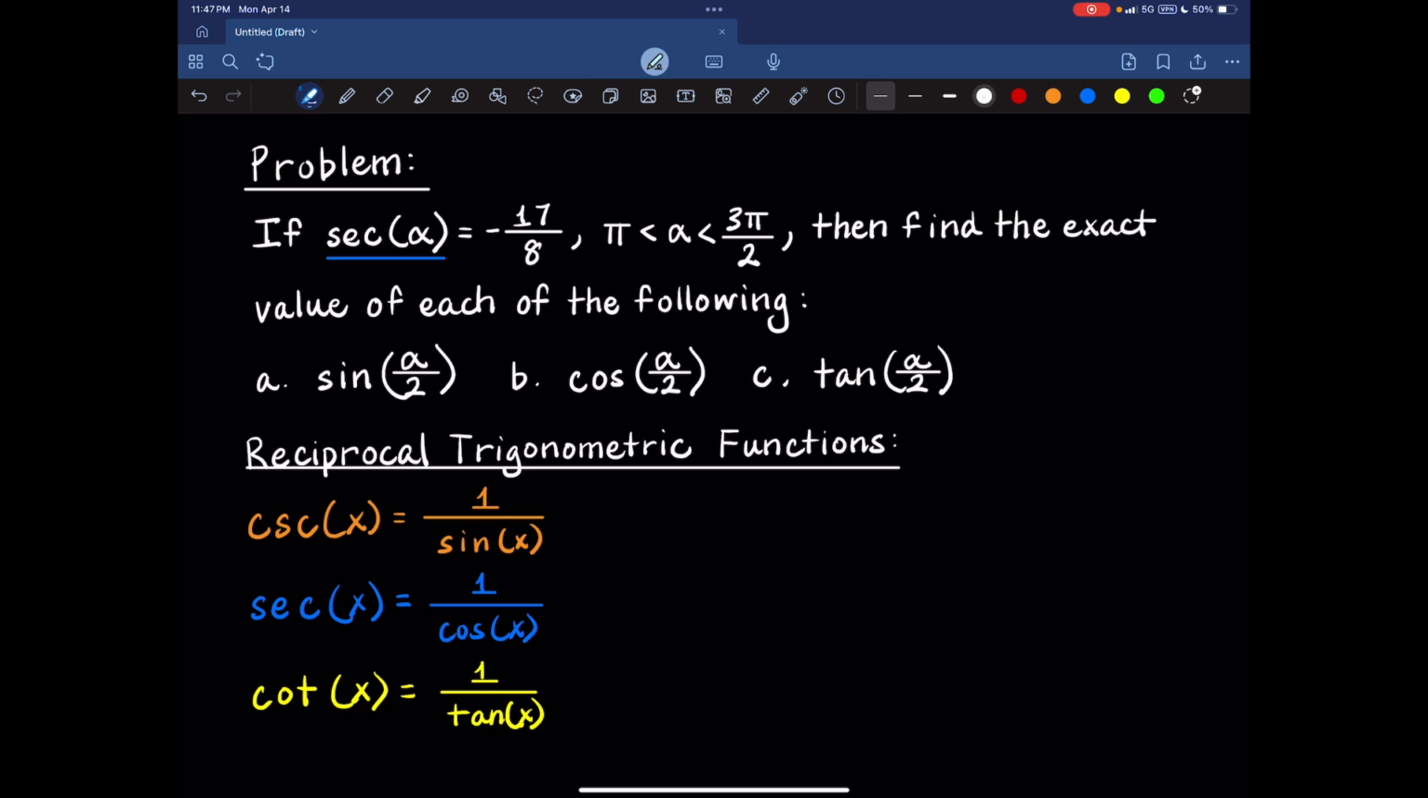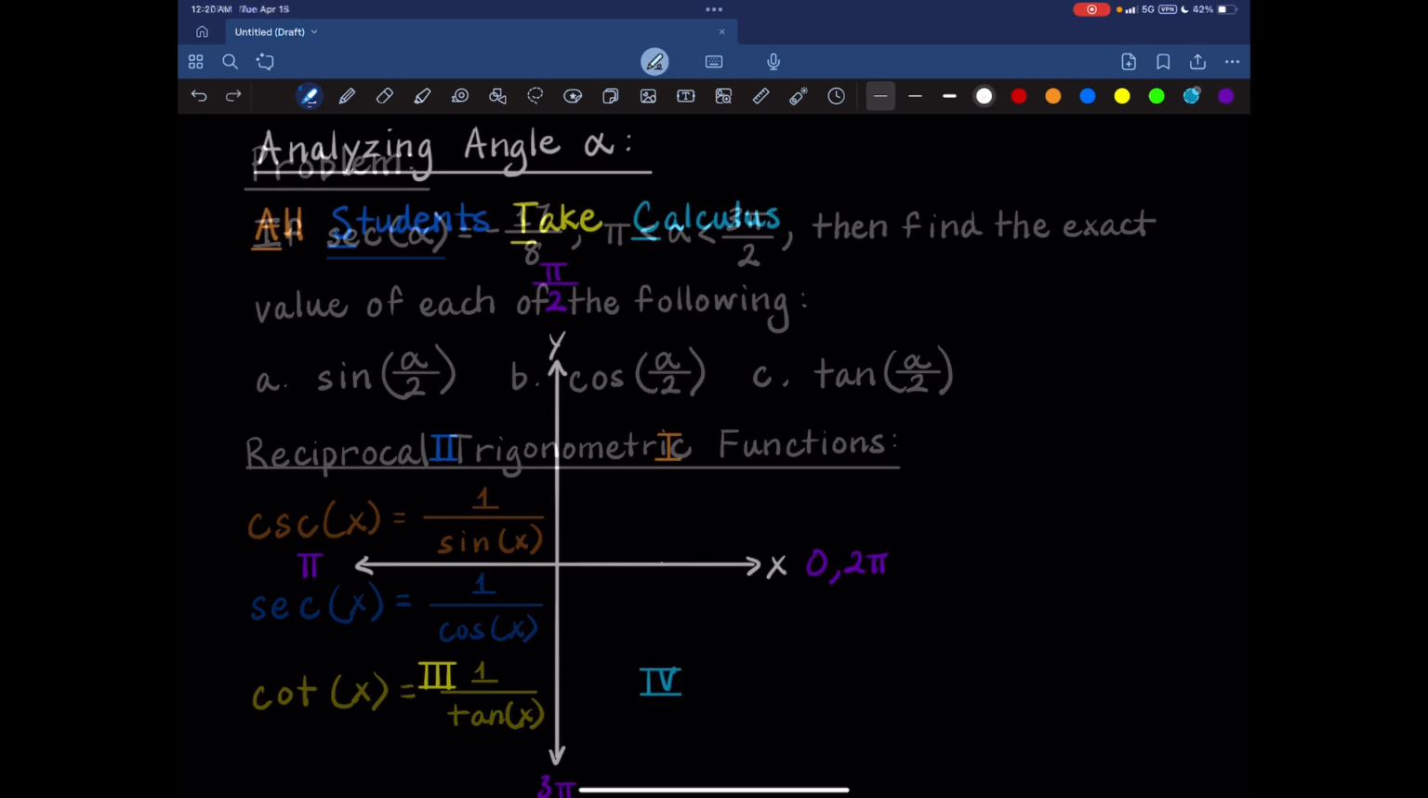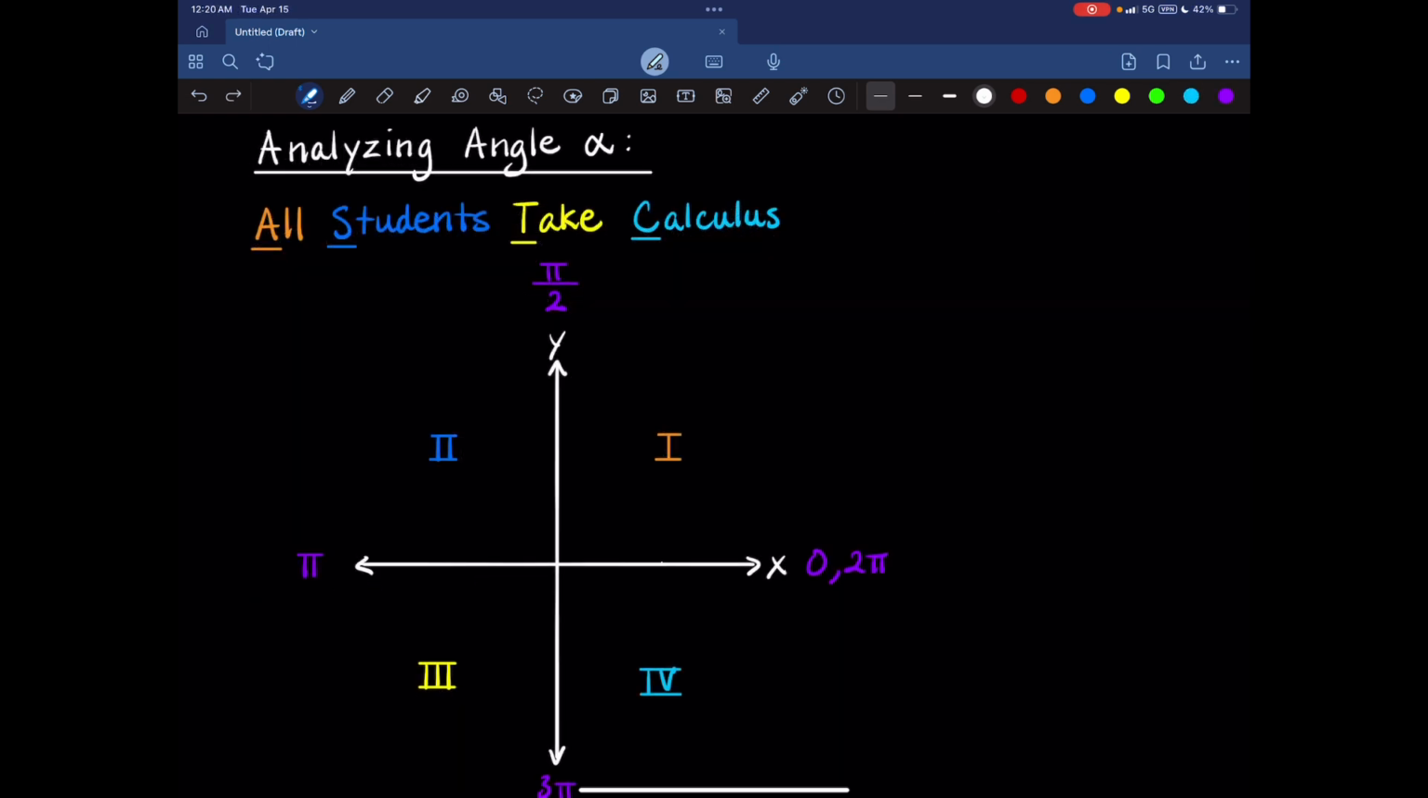So now that we have established these relationships, we can move on to the next part of this problem, analyzing the angle alpha. To analyze angle alpha, we need to study where trigonometric functions are positive and negative. This will come in handy later. To do this, I will show you a trick called All Students Take Calculus. I sketched this graph off camera and labeled each respective quadrant and the significant angles. So now let's use the All Students Take Calculus trick.